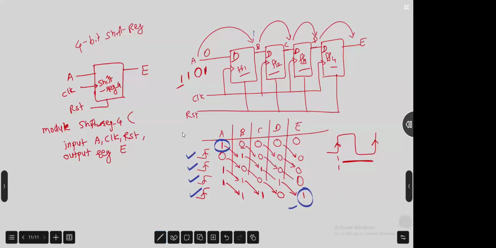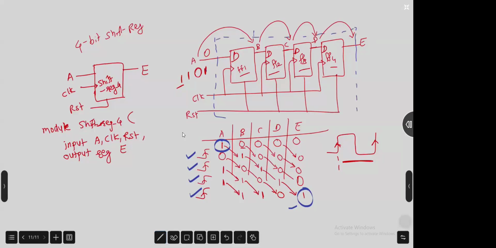Now here we are going to write the code. It is a sequential design. When a clock is present, it will do its work, and when reset is 1, everything should be set to 0. Now, if you look at the internal block diagram, what can you find?